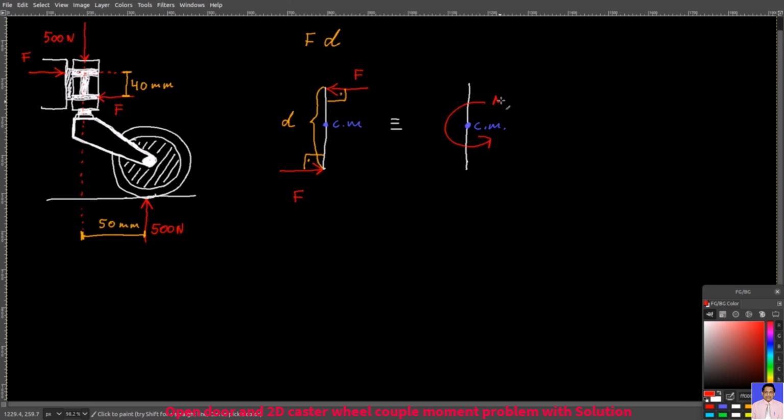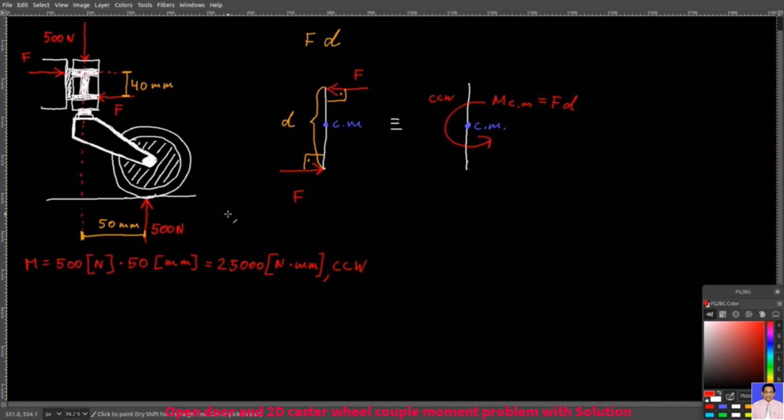And then, equivalently, I could simply replace these two forces and this distance with a couple moment notation, which looks like this. So this would be the moment about the center of mass. It would be F times d. In this case, it would be counterclockwise. And if you look at our caster wheel, then here you too have a couple moment that is counterclockwise due to these two 500 Newton forces. So here the moment would be 500 newtons times 50 millimeters. That would be 25,000 Newton millimeters. And of course it would be counterclockwise.